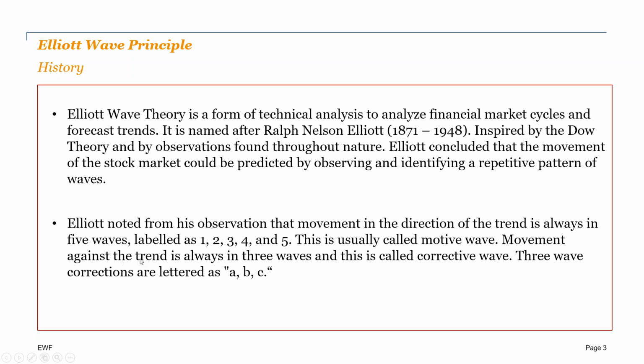And the movement against the trend, or counter trend, is always in 3 waves, and this is called a corrective wave. So basically it's only 2, either motive wave or corrective wave, right? Either with the trend or against the trend. If with the trend, it's 5 waves. If against the trend, then it's 3 waves, labeled as ABC. It's very simple. If it is with the trend, then 1, 2, 3, 4, 5. Against the trend is ABC or WXY. But we're going to talk about that next.